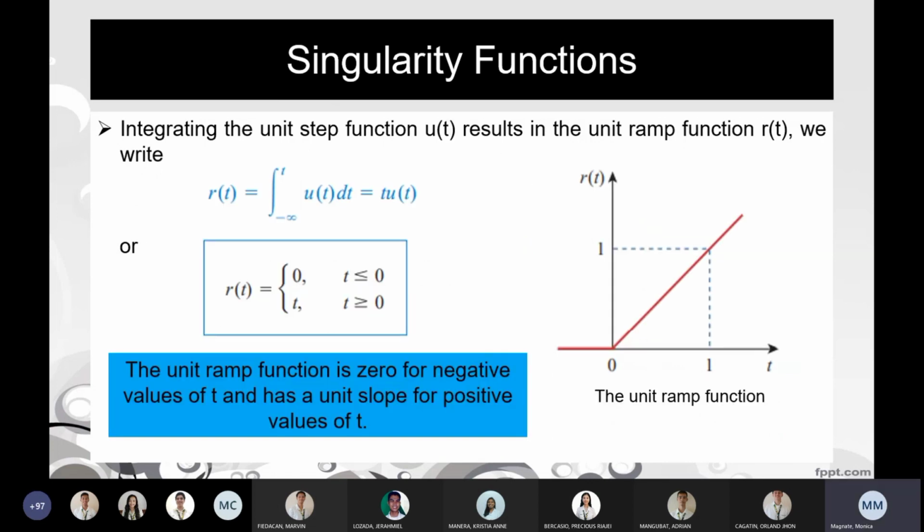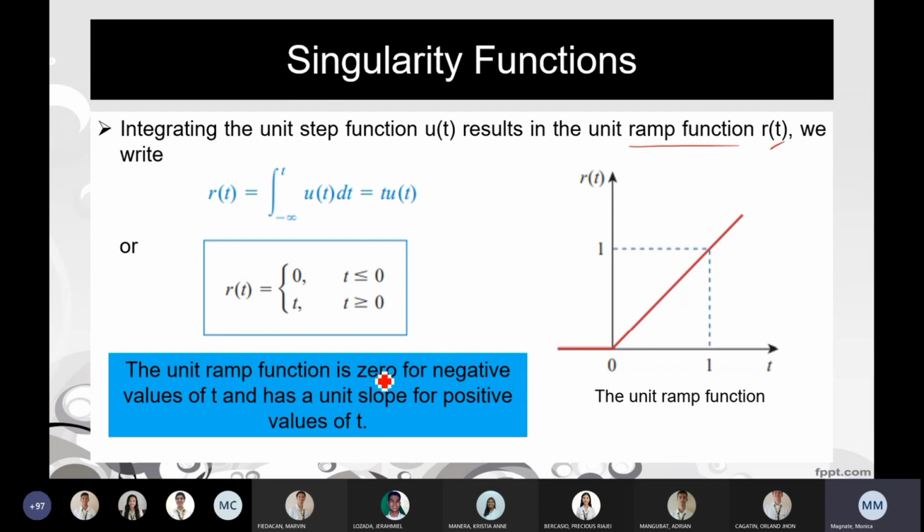Integrating the unit step function results in a unit ramp function. So, kung yung step function natin, pag dinerivative, ang lalabas ay impulse. Kapag naman in-integrate natin yung unit step function, ang lalabas naman ay ramp function or r of t. So, ganito yung itsura naman niya.